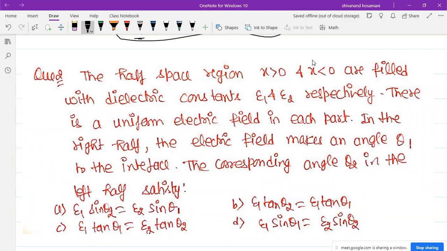So read that problem. The half space regions x greater than 0 and x less than 0 are filled with dielectric constants epsilon 1 and epsilon 2 respectively. There is a uniform electric field in each part. In the right half, the electric field makes an angle theta 1 to the interface. The corresponding angle theta 2 in the second half satisfies... ಯಾವ equation satisfy ಮಾಡ್ತಾವ ಅಂತ ಕೊಟ್ಟಾನ.